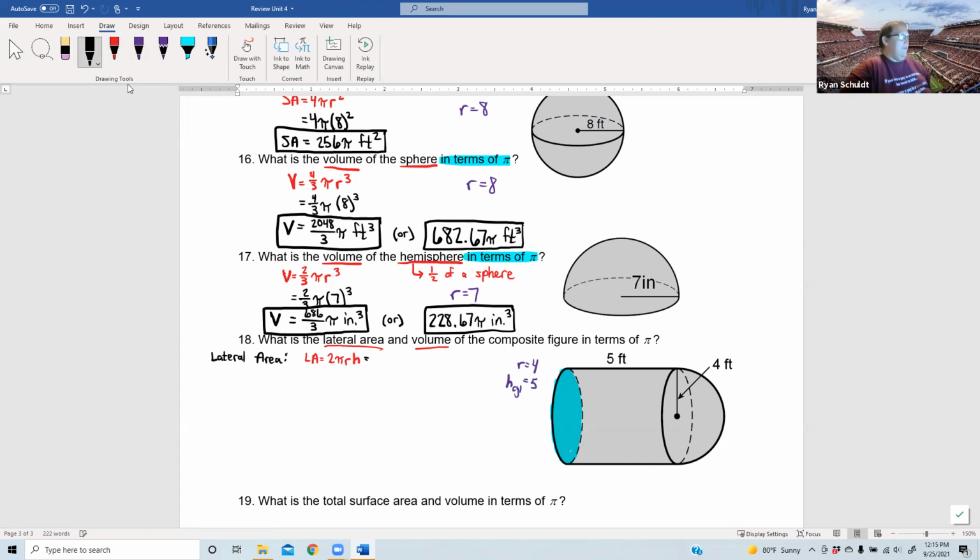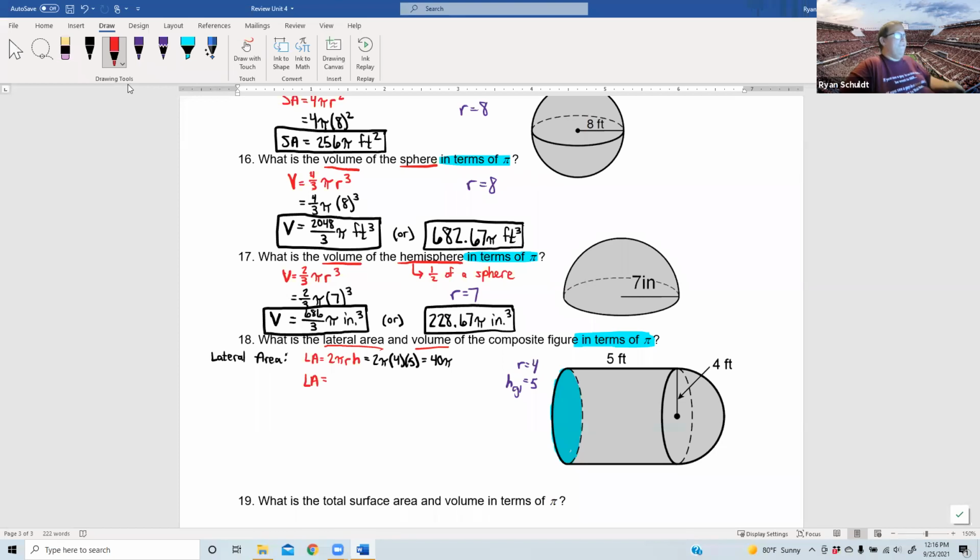So this is going to be 2 pi times 4 times 5, which gets you 40 pi. And they say in terms of pi, so that's what we'll give it to them in. Okay, so there's that one. Now, that's for the cylinder. Now let's do the lateral area for the hemisphere.